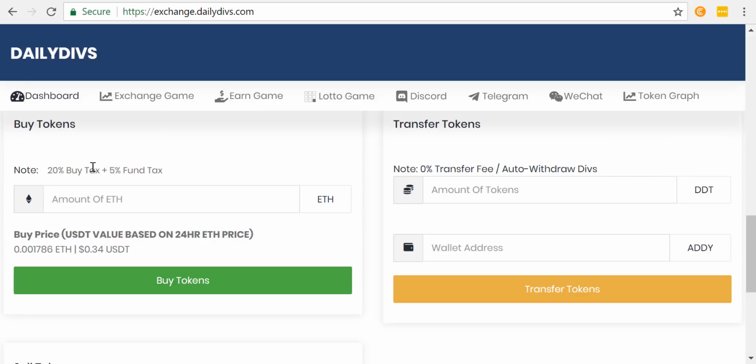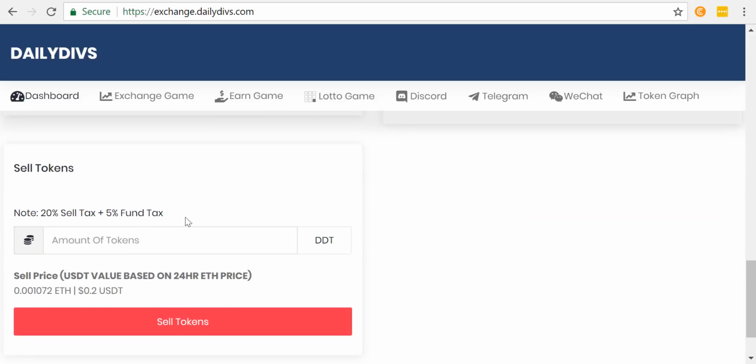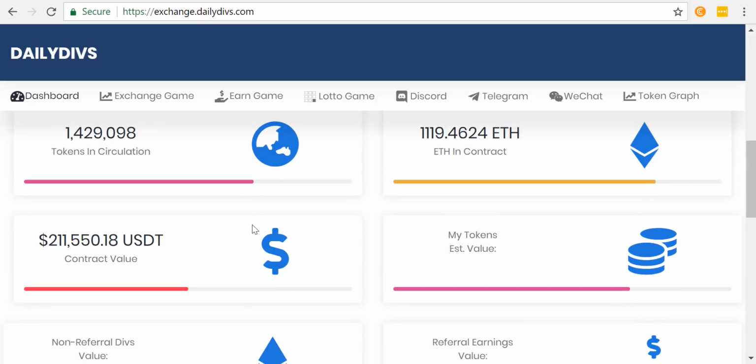You lose 20% going in. No, 5% going in, sorry, I got that wrong. I think it's 20% buy tax, 5%. So it's 25%, I guess, going in. And then when you sell, I think it's 20% to sell. So it's 25 both ways. I don't think that's amazing at all. I think that's crazy high.